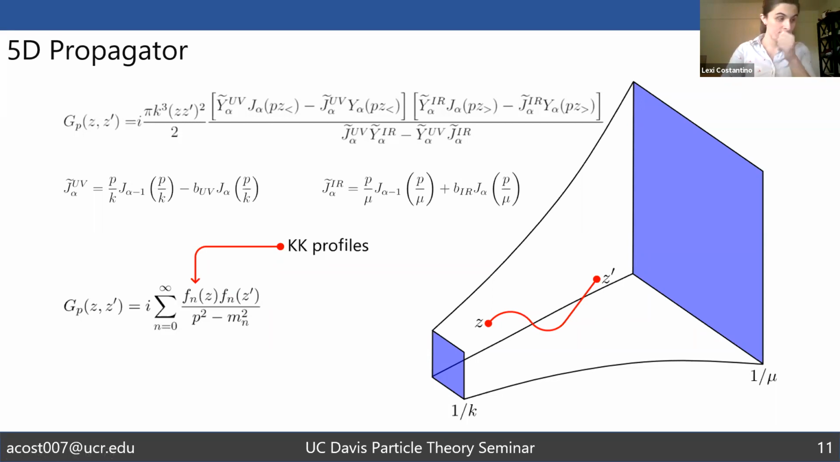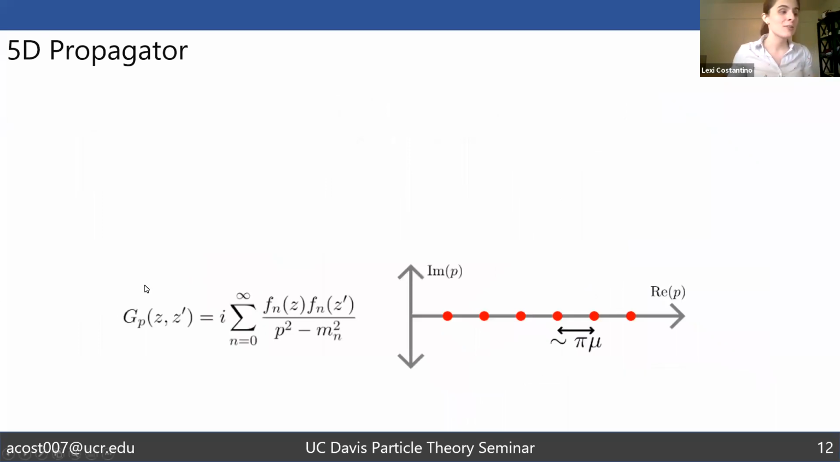So, pardon me, if you go ahead and plot where these poles are, if you put little dots, you'll see that there's just this tower of poles that are roughly spaced by pi mu, like I mentioned. And in the free theory, these are roughly right on the axis, right where p is real. And we typically talk about the Feynman prescription. So when we do this, we're just shifting all the poles off the axis by an infinitesimal amount.